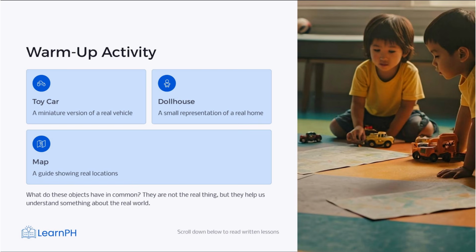Toy cars, dollhouses, and maps are all models. They simplify complex realities, allowing us to grasp concepts without needing the actual objects. These models provide insights into real world structures and locations, making them invaluable tools for learning and understanding.